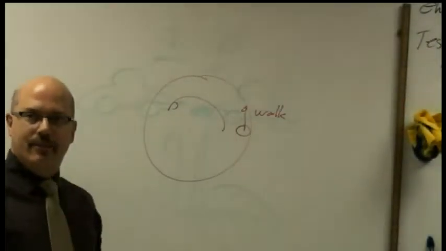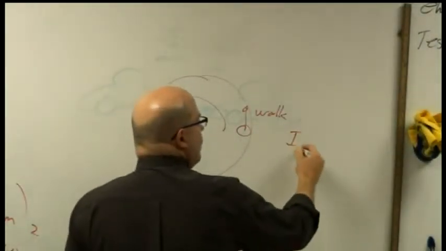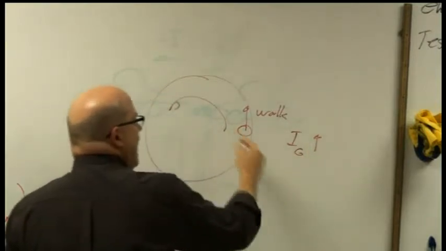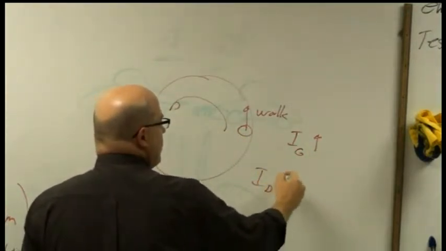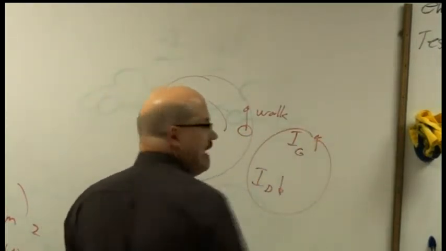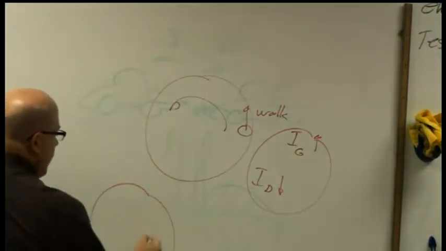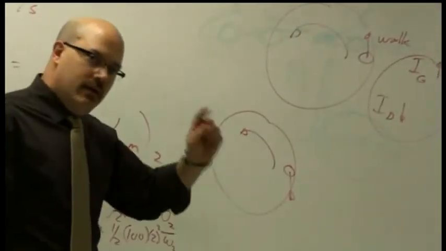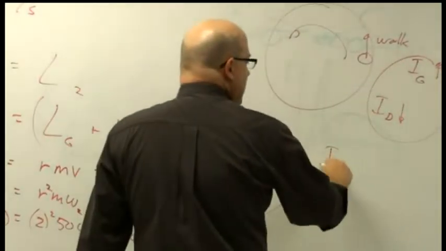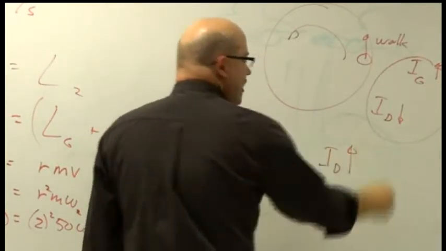Now what if it's going this way? Let's say it's rotating that way, and here she is, and she walks that way. Her angular momentum goes up. The angular momentum for the disc goes down. They add up to be the same as before. Now what if you do the opposite? What if the disc is rotating this way, but she walks that way? Now notice that the angular momentum of the disc will get larger.